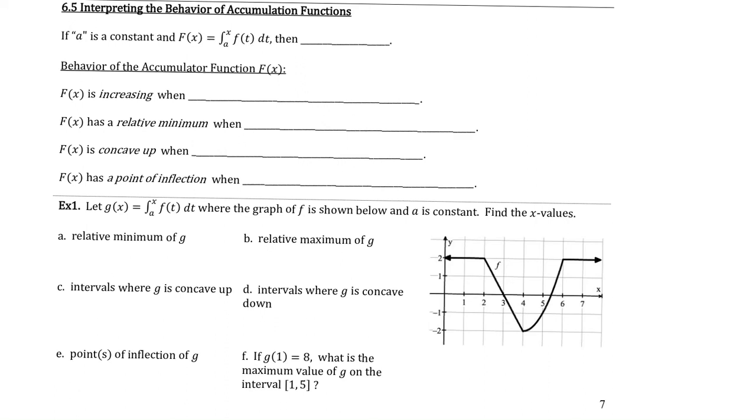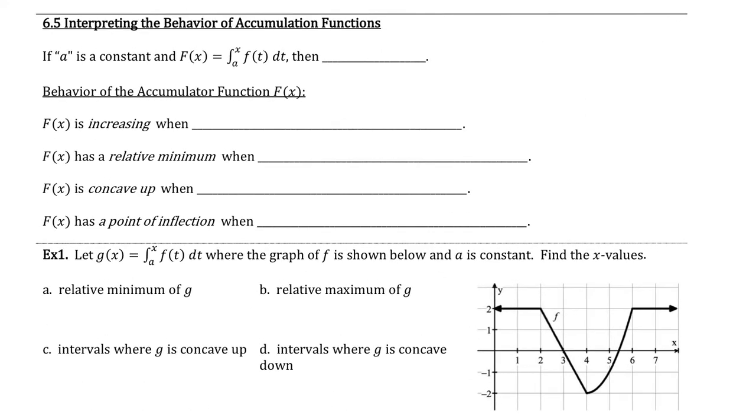6.5, interpreting the behavior of accumulation functions. So if a is constant and big F of x is equal to the integral from a to x of f of t dt, then remember from last section, the derivative of F of x, so F prime of x, is equal to little f of x, because the integral and the antiderivative kind of cancel each other out. Okay, this is often going to be given information in some kind of problem, and then they're going to ask you to interpret the behavior of big F of x.